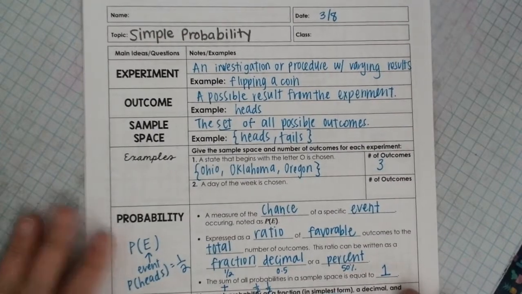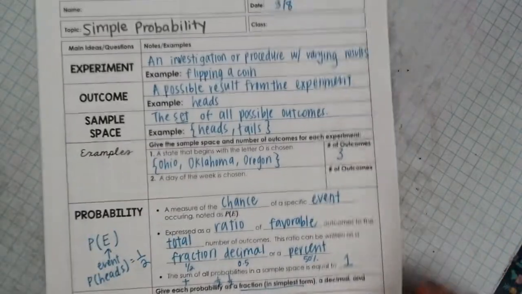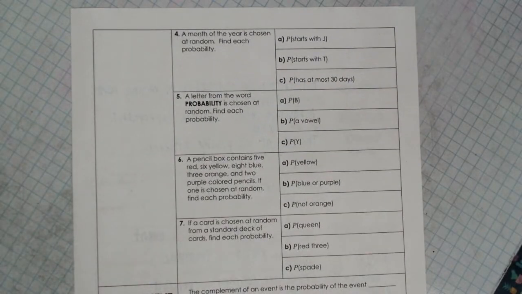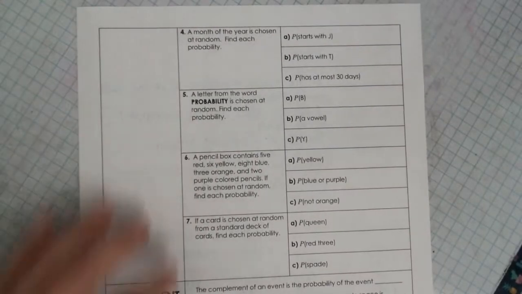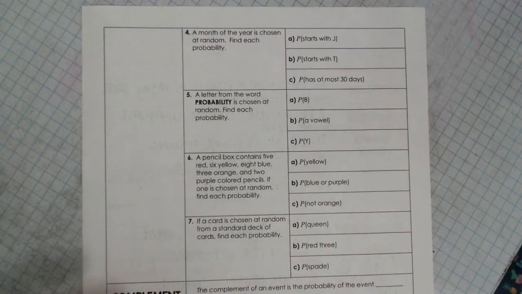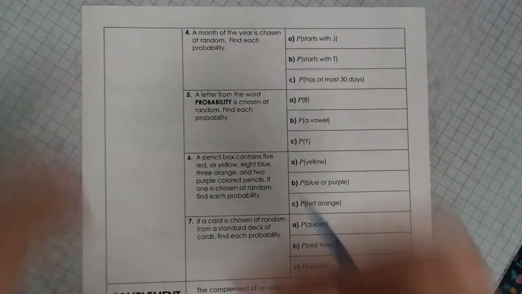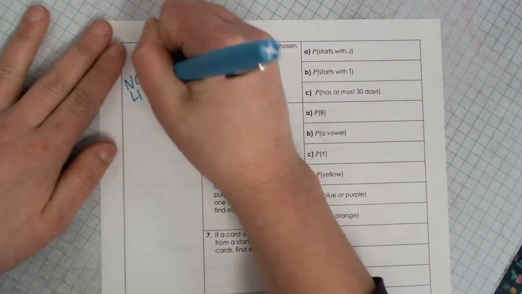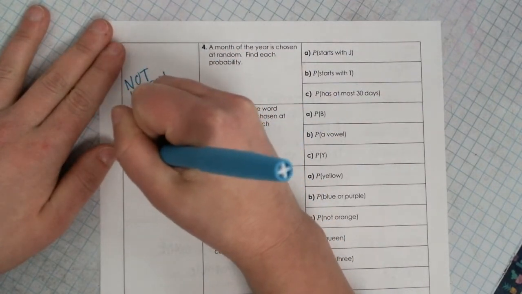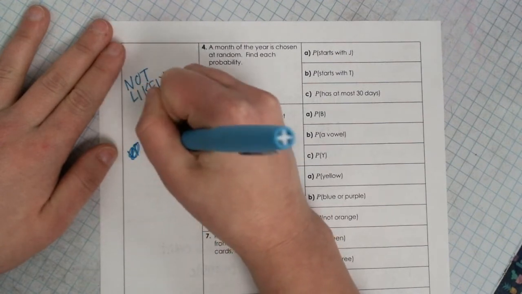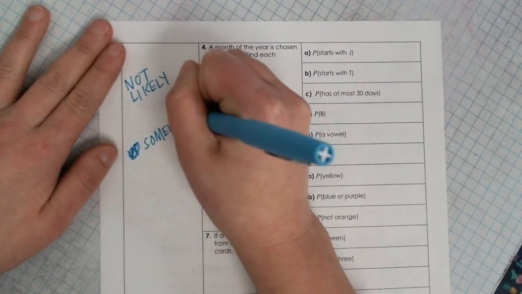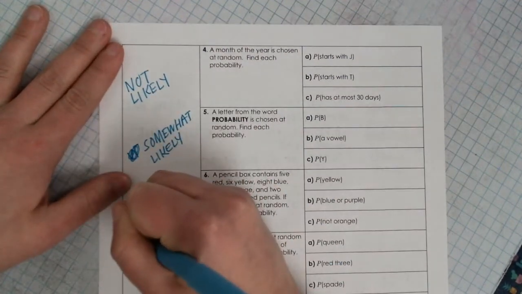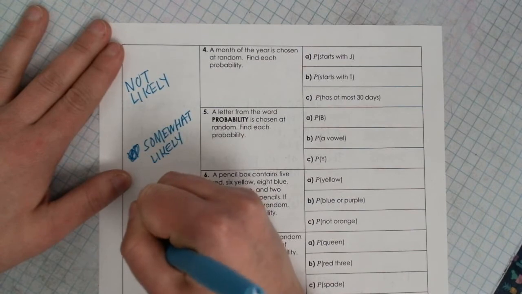So this is the second video. In the first video, I went through the front of this page. So in the second video, we're going to talk about the second page of this. But along with the second page and practicing this, there's something I want us to think about. Something that's not likely, something that's somewhat likely, and then very likely.